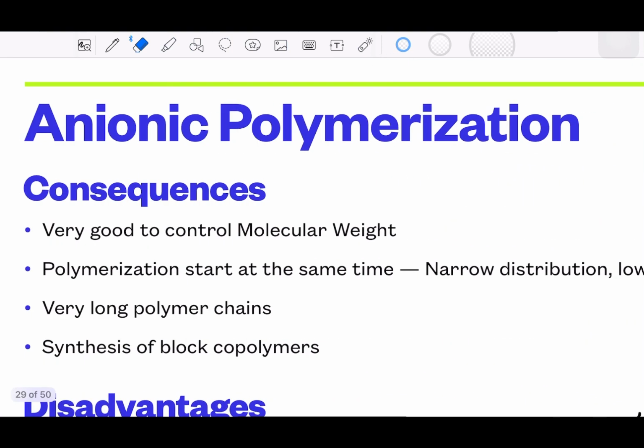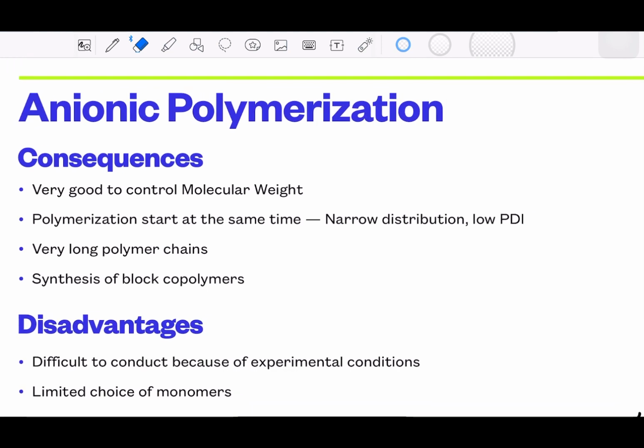Now let's go through the consequences. What will be the consequences for the anionic polymerizations? First, it's very good to control the molecular weight. Why? Why is it good to control? Any idea?